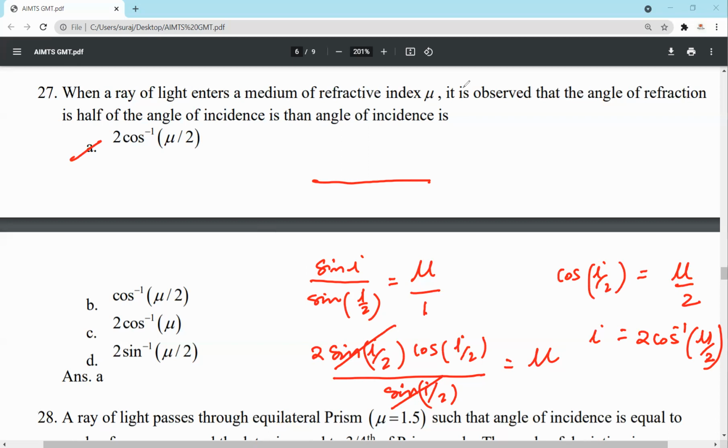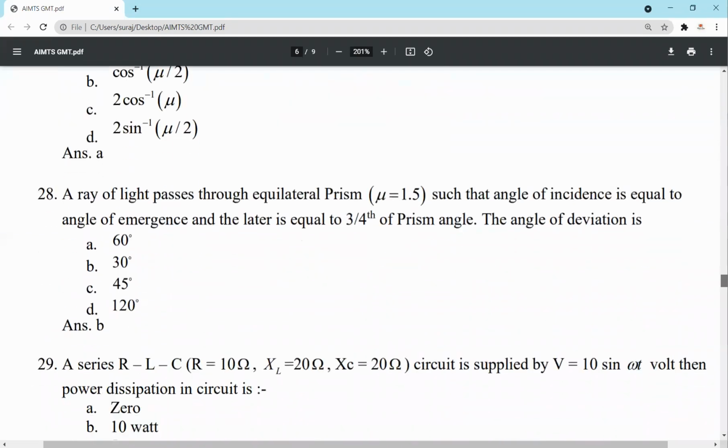Question number 28. The ray of light passes through an equilateral prism. Mu is given. Equilateral prism means the prism angle is how much? 60 degrees. Mu is given such that the angle of incidence is equal to the angle of emergence. That means this is a minimum deviation condition.